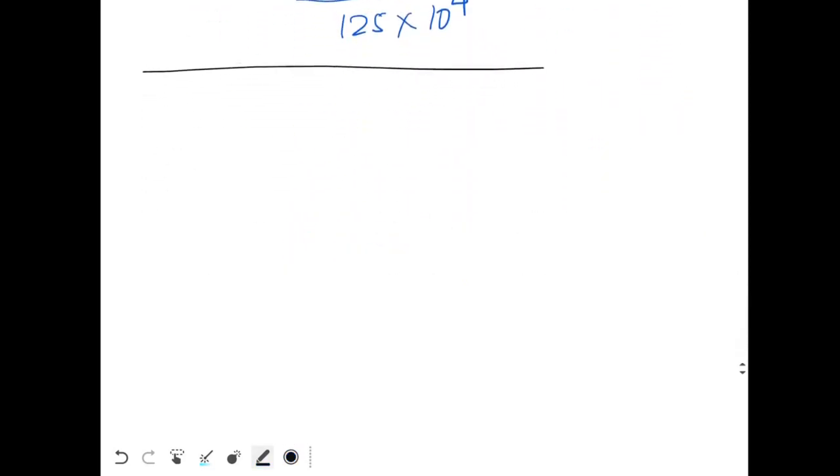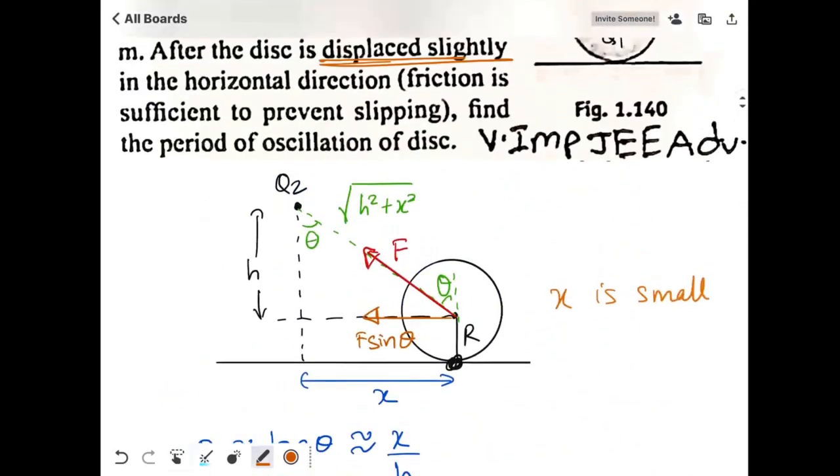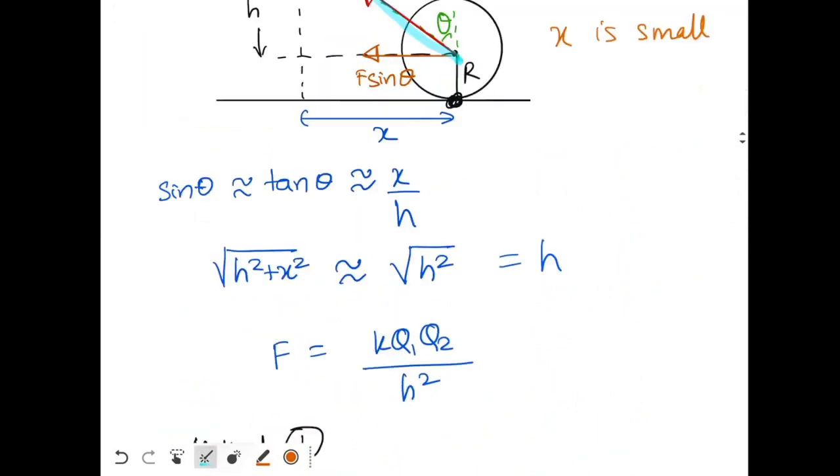Now let's try the method number 2. So method number 2 is based on energy. So what is the potential energy between the charges? K q1 q2 by. What is the distance between q1 and q2? Root of h square plus x square.